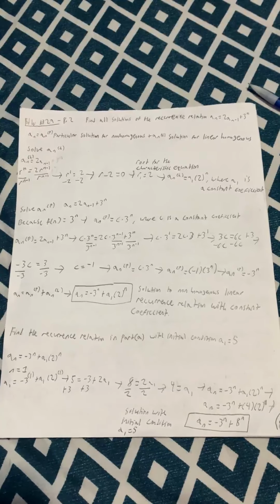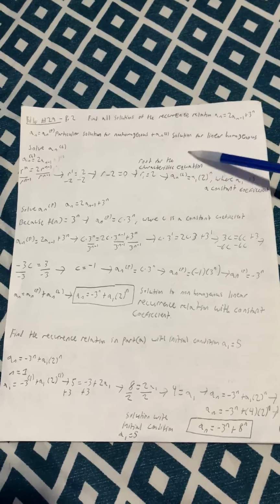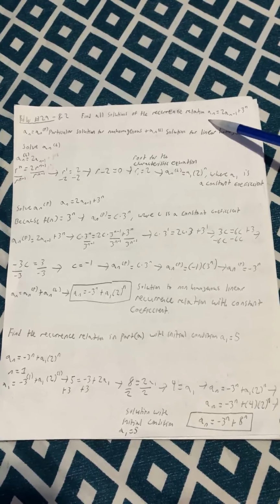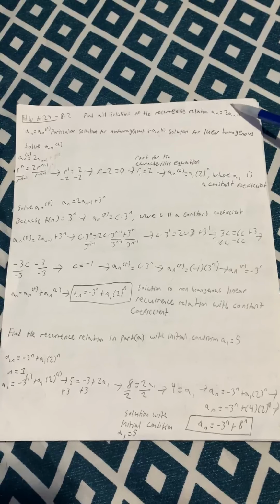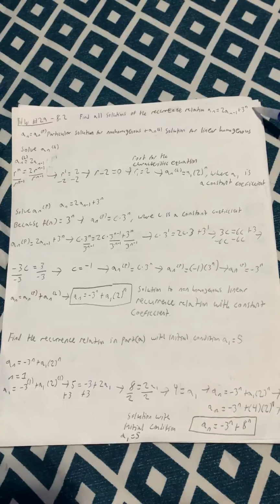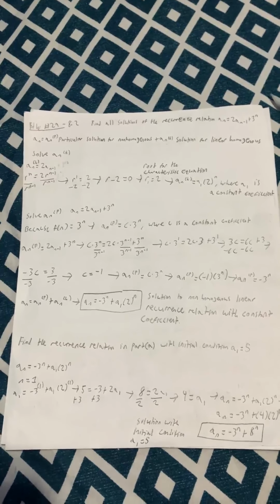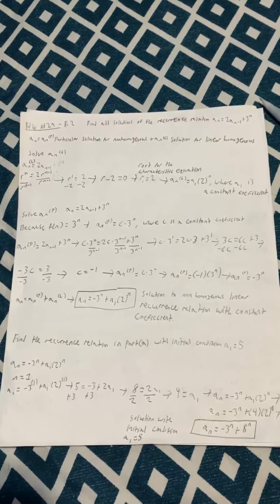So the first thing I did was solve a_n^(h), which is basically a_n = 2a_{n-1}. So we're solving this, and we're ignoring this other term because it isn't homogeneous. So we get a_n^(h) = 2a_{n-1}.